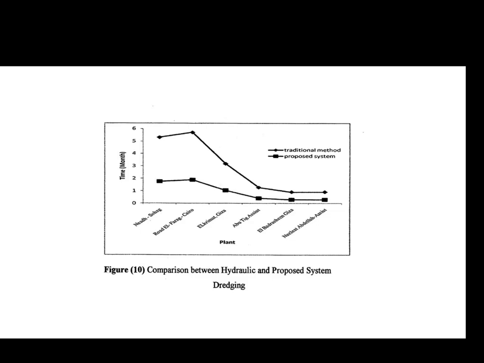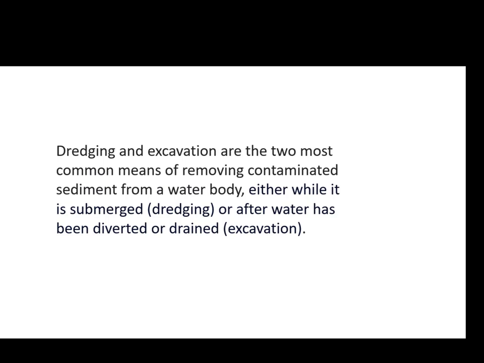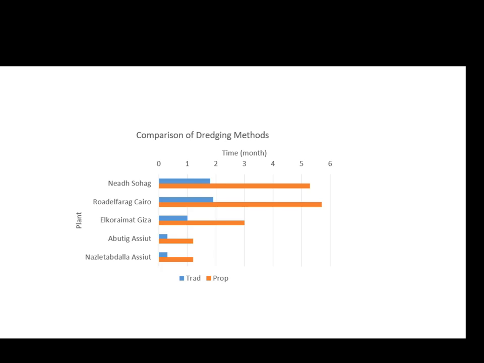Analyze and correct. This chart is a comparison between hydraulic and proposed system dredging. It is a multiple comparison, but I don't see any reason for joining the markers or even using a line chart. Therefore, I used this chart. It's a clustered bar chart that allows me to see the differences and also have the names of the locations clearer to read.